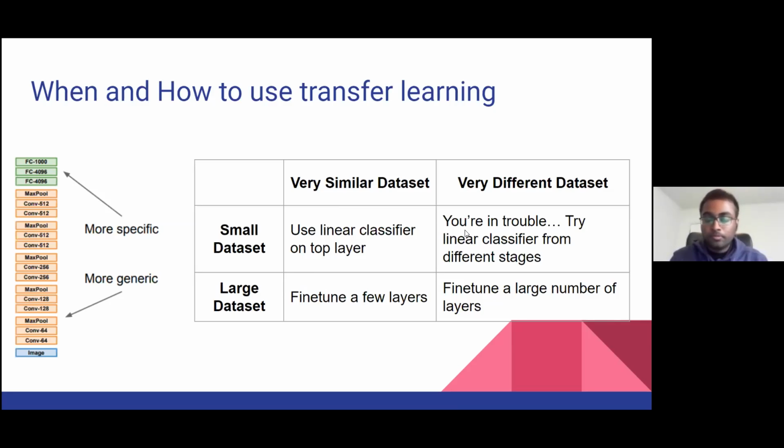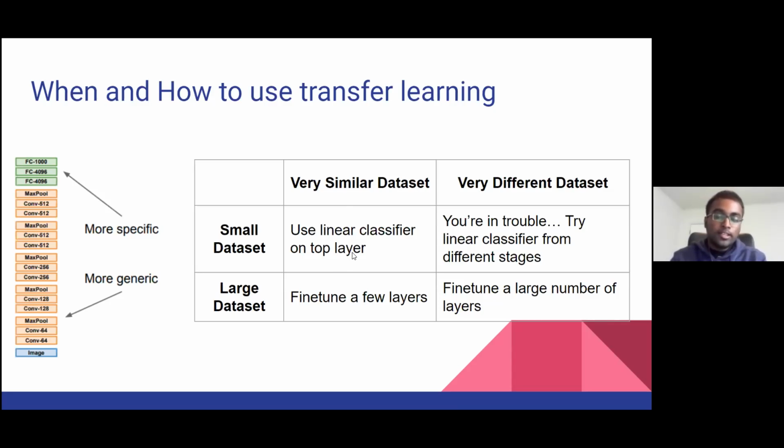it can result in higher performance. And when you have a small target data set and the target data set's probability distribution is different from the source probability distribution, in that case, we cannot use a linear classifier on the top layer as mentioned in the first box.